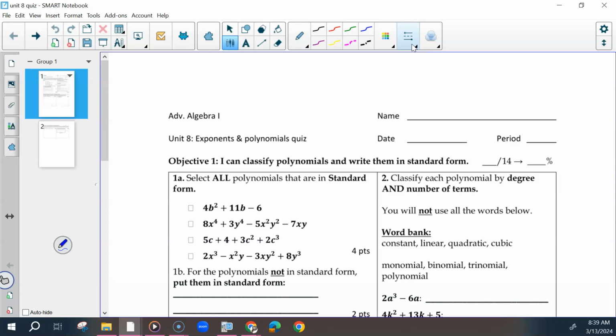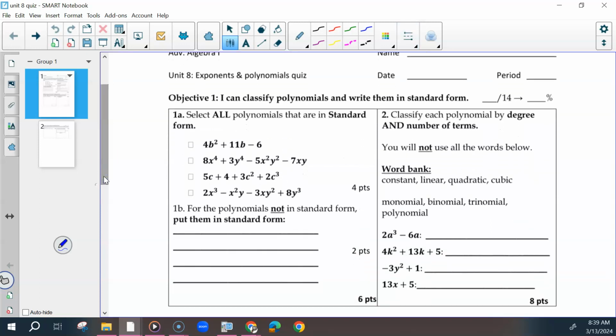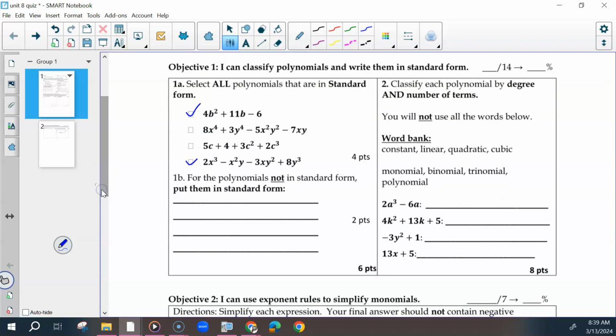For number 1A, the polynomials that were in standard form were these two. Reminder that polynomials has two definitions, the umbrella term of everything and the specific definition. So when it says all polynomials, it's just talking about which ones in general. The first one is because there's only one variable, highest degree to lowest. The last one is because it starts with ABC order and then goes highest exponent to lowest with x's and then switches to y's. And then the two that were not, you have to rewrite those.